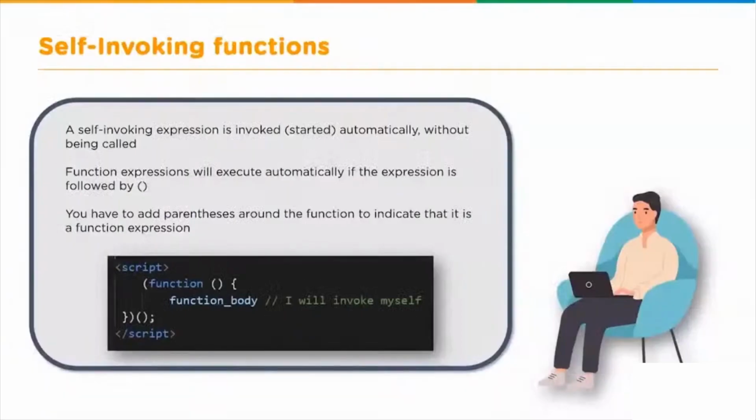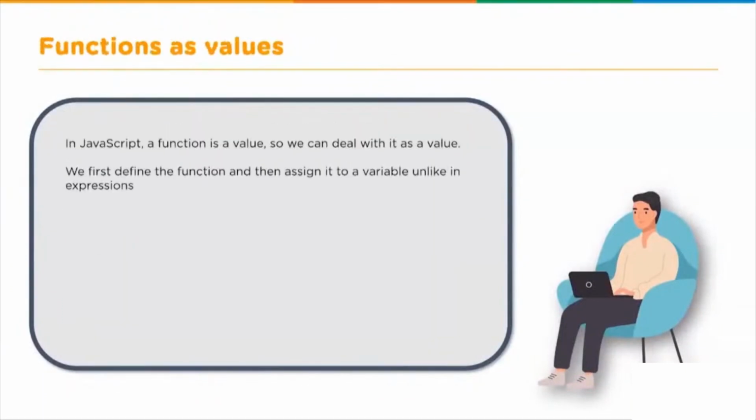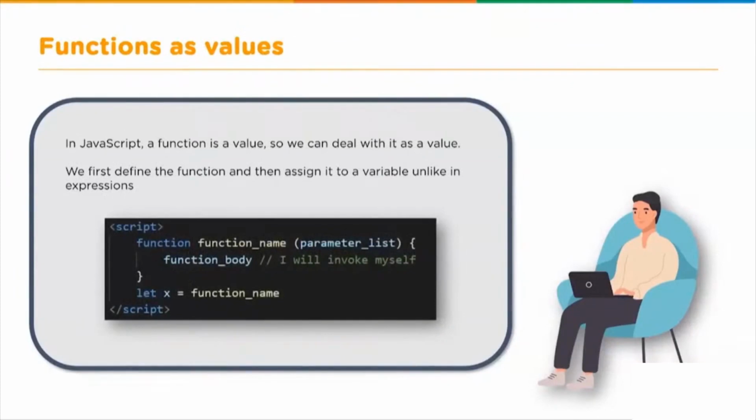Now let's go ahead and look at functions as values. Now in JavaScript, a function is basically a value. So we can deal with it as a value. Now here is a simple syntax. Now if you closely look at the syntax, you might think that this is same as function expressions. Well, no. In this case, what we do is we first define the function and then we assign it to a particular variable. But in the case of expressions, the function definition was defined during the initialization of the variable, right? And also we had to specify the parenthesis in order to call the function.